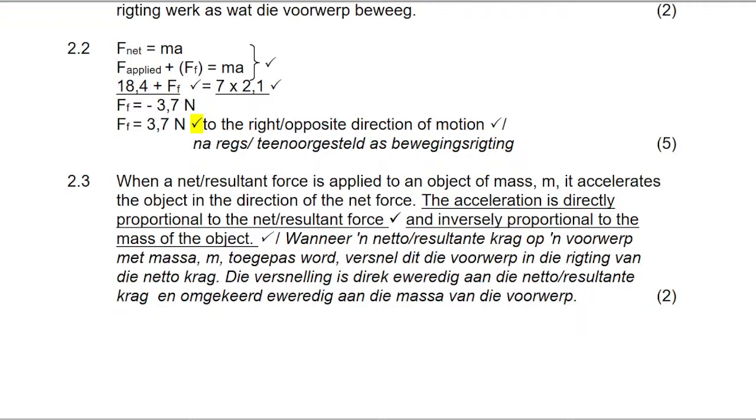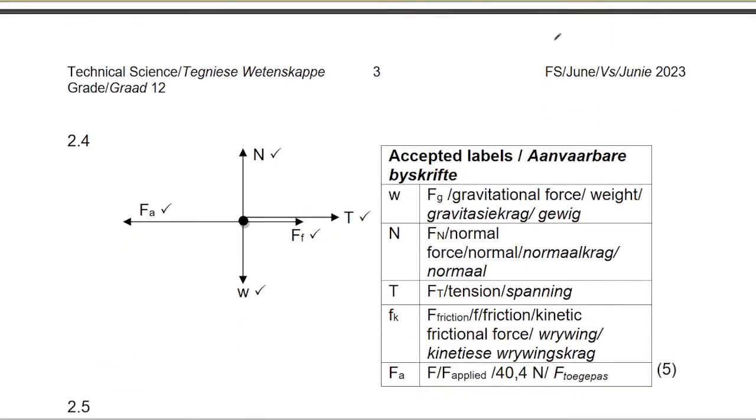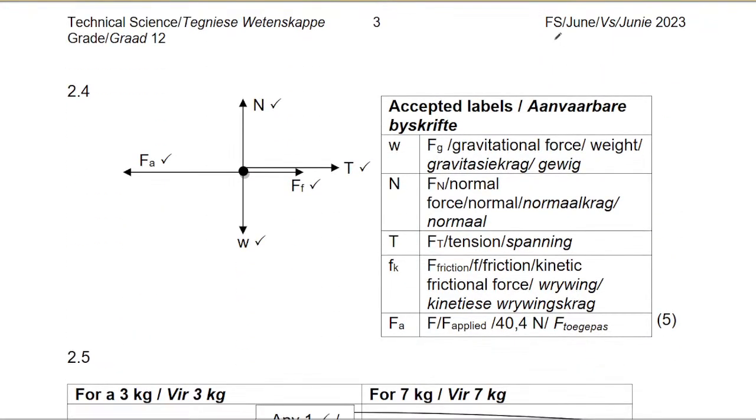So the next question says, draw a labeled free body diagram for the 7 kilogram block. You must remember the 7 kilogram block is attached to the 3 kilogram block this time. So there is a tension acting in the direction of the 3 kilogram block, and there's a friction that is opposing the motion. There is an applied force, and you must remember that applied force is no longer 18.4 like in the first part of the question, but now it is 40.4 Newton, and there is a normal and weight that are not doing work in this case. So draw the free body diagram.